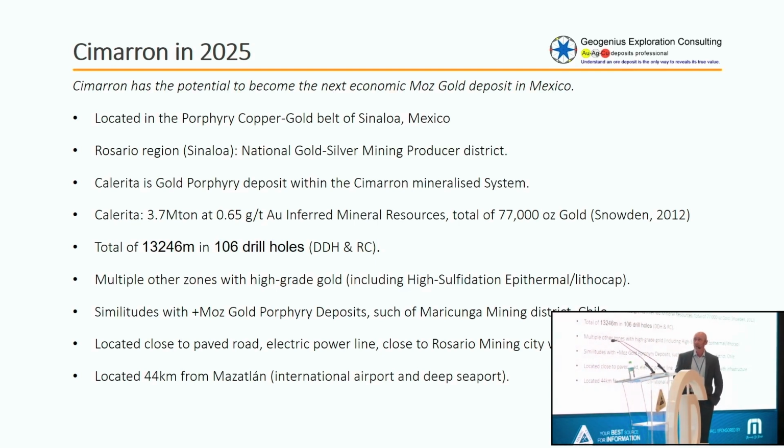So the Rosario region is a gold-silver mining district that has produced since the beginning of the century. Here you can see the word Calerita. Calerita is the gold porphyry deposit within the Cimarron mineralized system. So there are multiple things going on. Calerita is only 3.7 million tons at 0.65, an inferred mineral resource that was made by Stolden in 2012.